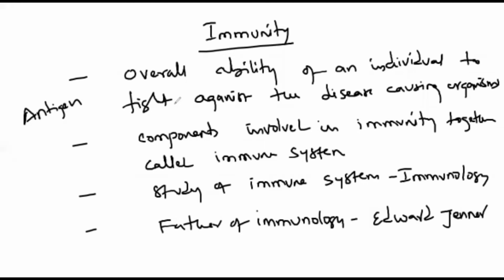The different components that are involved in immunity are together called the immune system. What are the different components? Organs, cells, etc., which bring about immunity, are called the immune system. And the study of the immune system is called immunology. Father of immunology: Edward Jenner.